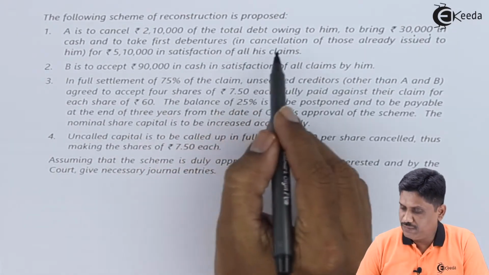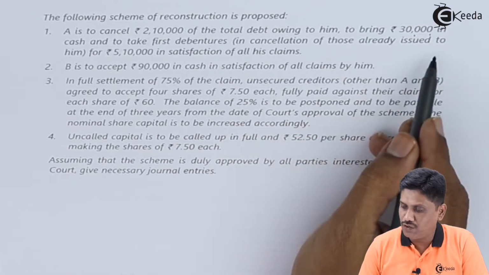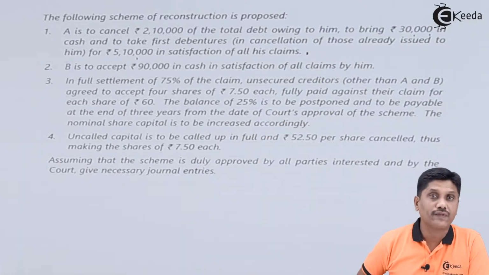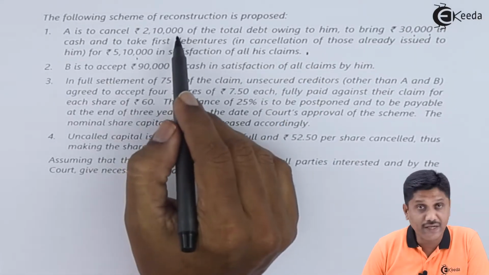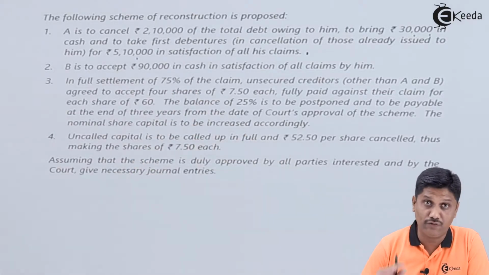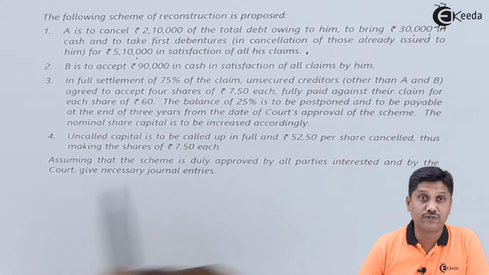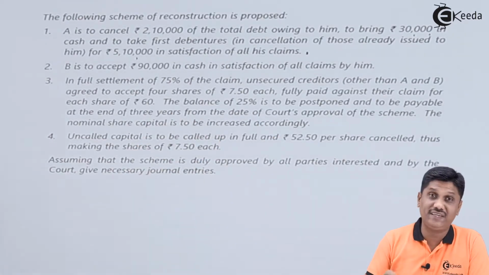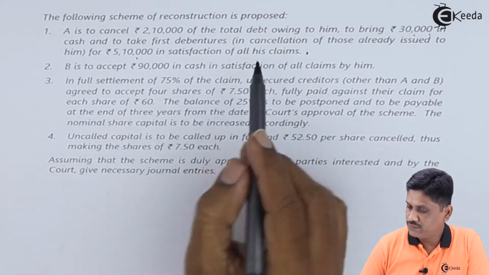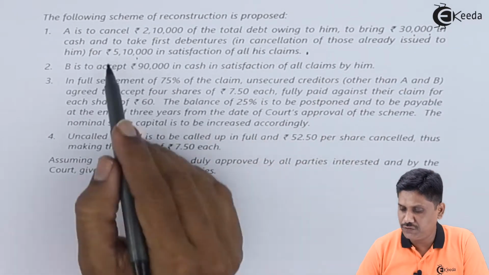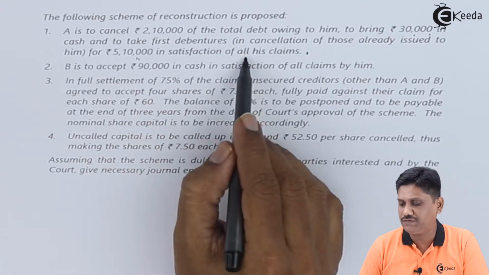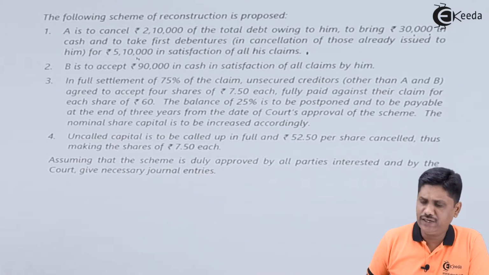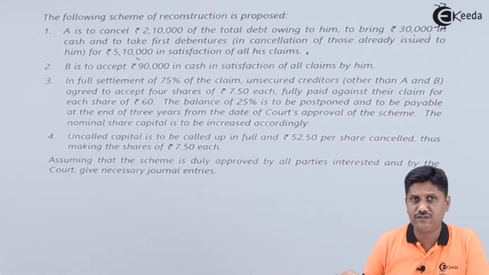And to take first debenture in cancellation of those already issued to him for rupees 5,10,000 in satisfaction of all his claim. Right? So they are saying A will cancel his claim of rupees 2,10,000 of the total debt. He will also give you 30,000 in cash. And to take first debenture, now he is taking a new debenture in place of the old one in cancellation of those already issued to him for rupees 5,10,000 in satisfaction of all his claim. Friends, when we write the entry, you will understand this correctly. Right now, it might not be so clear in your mind, but when we solve the question, it will be clear.